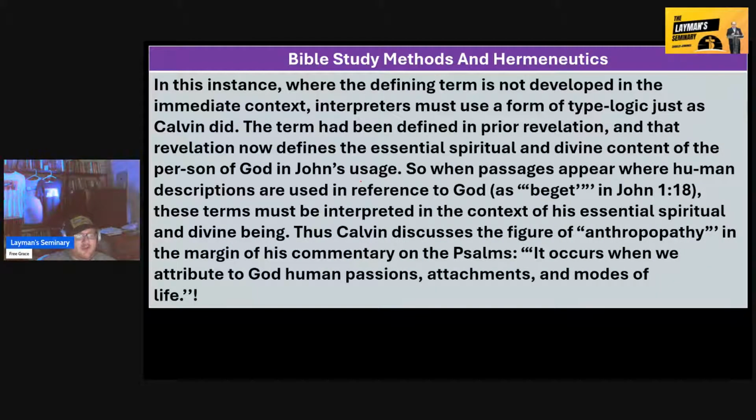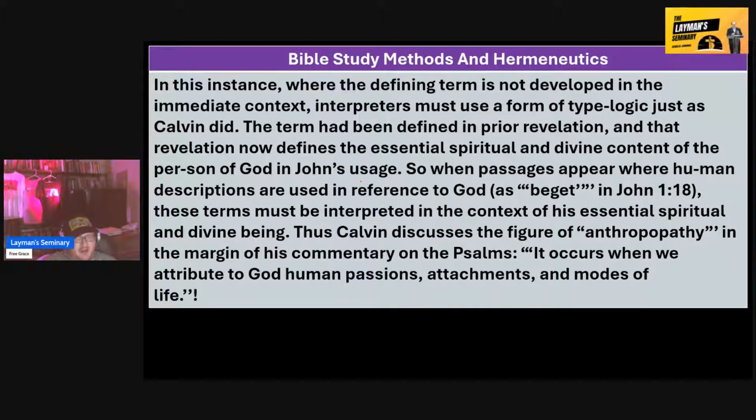In this instance, where the defining term is not developed in the immediate context, interpreters must use a form of type logic, just as Calvin did. The term had been defined in prior revelation, and that revelation now defines the essential spiritual and divine content of the person of God in John's usage. So when passages appear where human descriptions are used in reference to God as begat, these terms must be interpreted in the context of his essential spiritual and divine being.